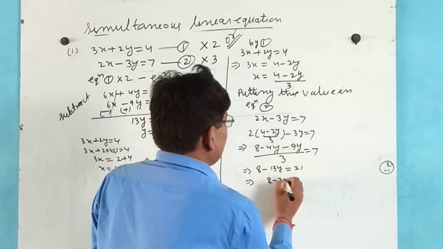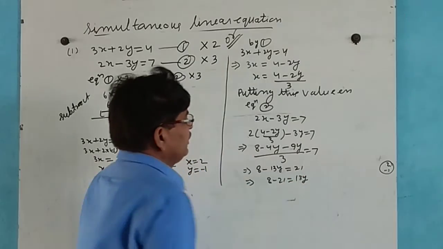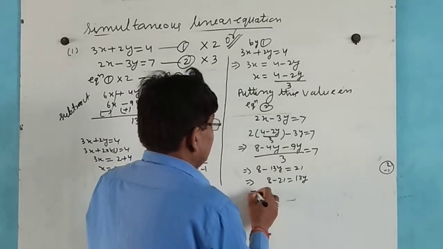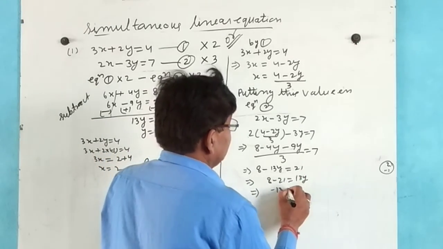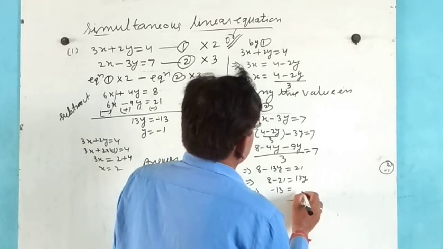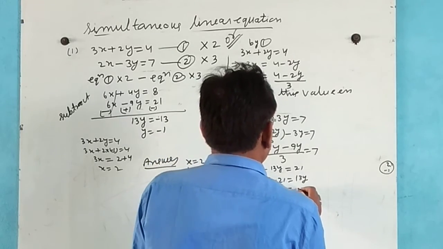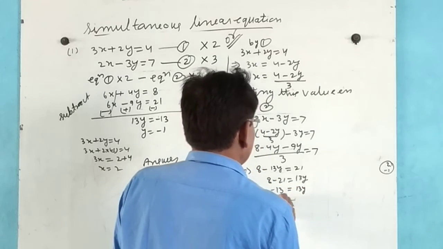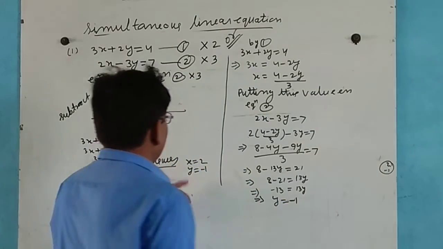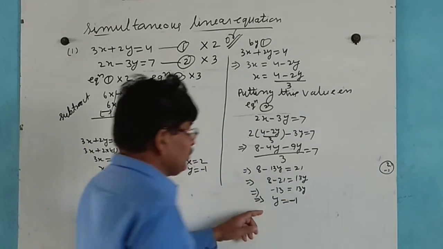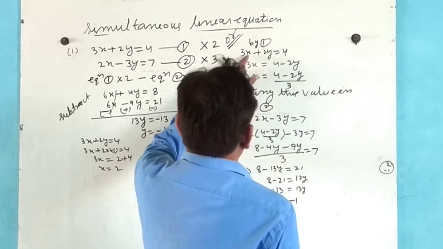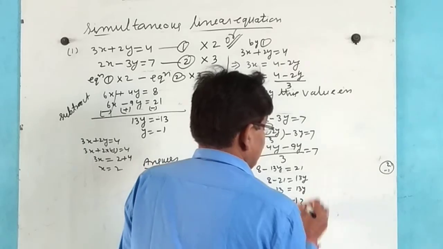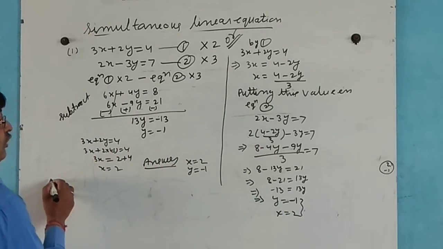8 minus 21 equal to 13y. Change the sides, negative to positive and positive to negative. Here 13y, it means that y equal to minus 1. Here also y equal to minus 1. Putting this value in equation 1, we get x equal to 2. This is another method.